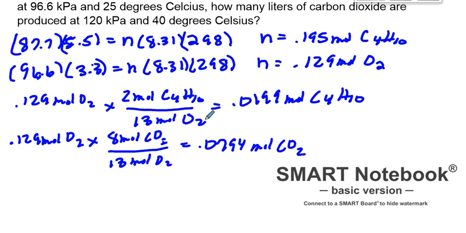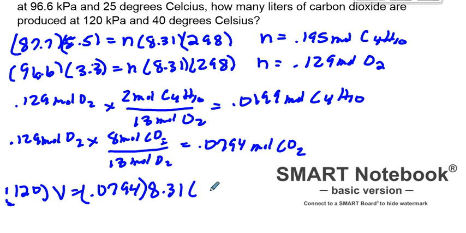Okay, now that I have my moles of carbon dioxide, I need to do PV equals nRT one more time, to find our volume of carbon dioxide at our pressure and temperature. So 120 multiplied by volume equals 0.0794 times 8.31 times my temperature of 40 degrees in Kelvin, which would be 313. And that is going to then be 1.72 liters, okay, of carbon dioxide that's produced at that temperature and pressure. So that's how we handle non-standard conditions, okay, for gas limiting reactant stoichiometry.